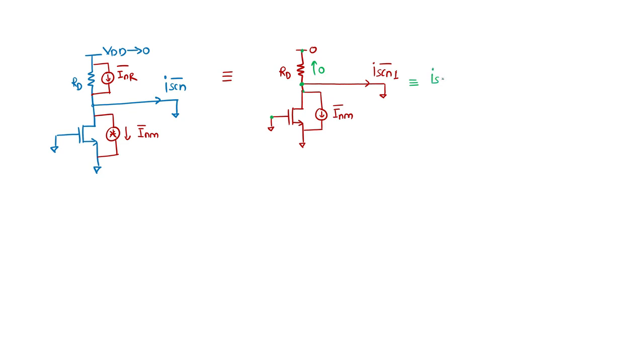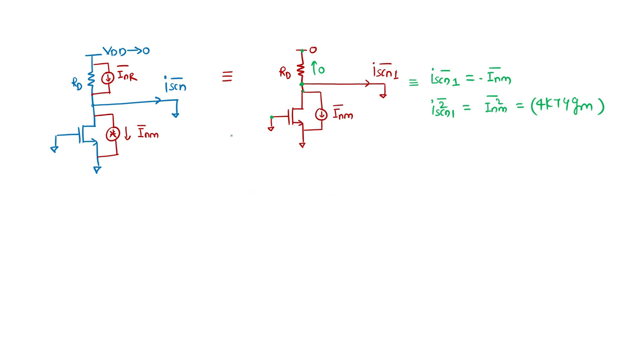So I_SCN1 is equal, magnitude-wise, to I_NM. I am not considering the direction because direction is not important for the noise; in the manner I considered here I could write it as negative, but that is not important. The mean square value is I_NM squared, so it is 4kTγgm, with gm of the transistor. This is the noise current coming at the output due to this transistor only.